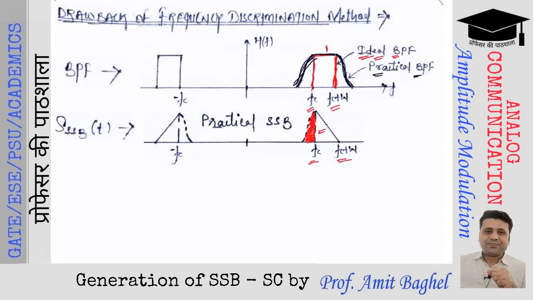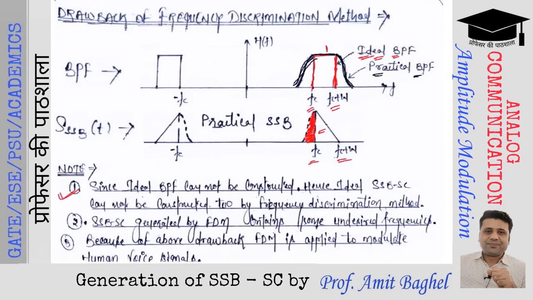This type of SSBSC will be generated with the help of the frequency discrimination method. And this is the drawback. Why? Because it is going to produce distortion at the receiver side when we demodulate it using the synchronous demodulation method. Note number 1. Since the ideal band pass filter cannot be constructed, hence the ideal SSBSC cannot be constructed by the frequency discrimination method.